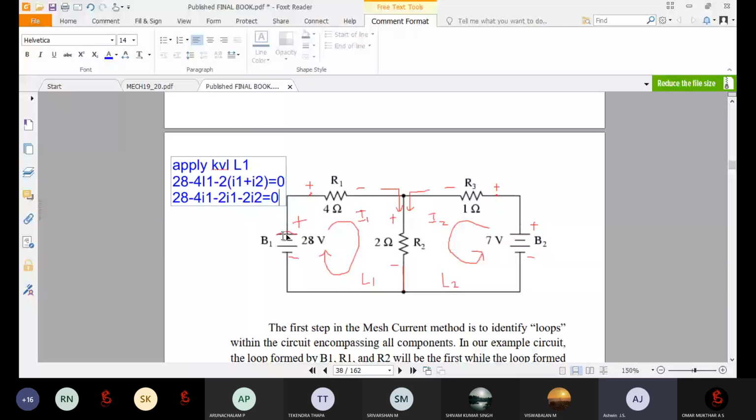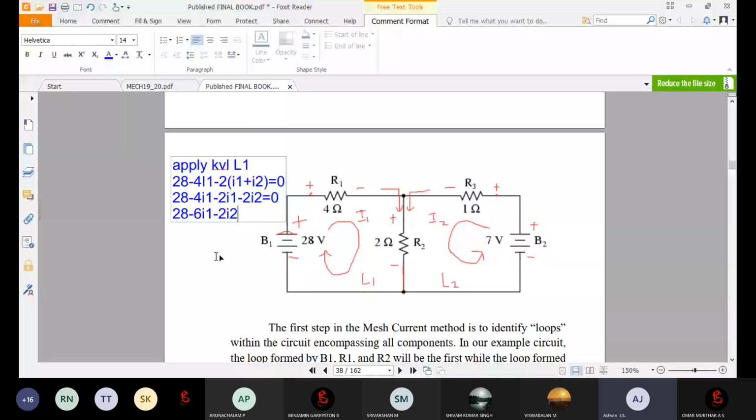Yes, sir. Okay, and next I'm just rearranging the equation. Here I1 two components are there, right? So just add them together. So what will be your equation? 28 minus 6 I1 minus 2 I2 is equal to 0.